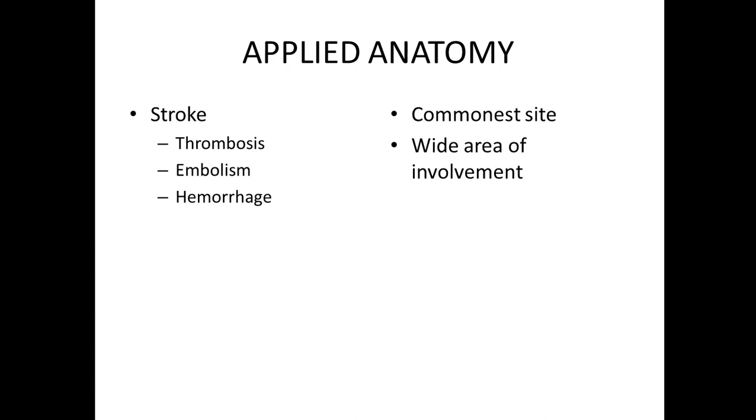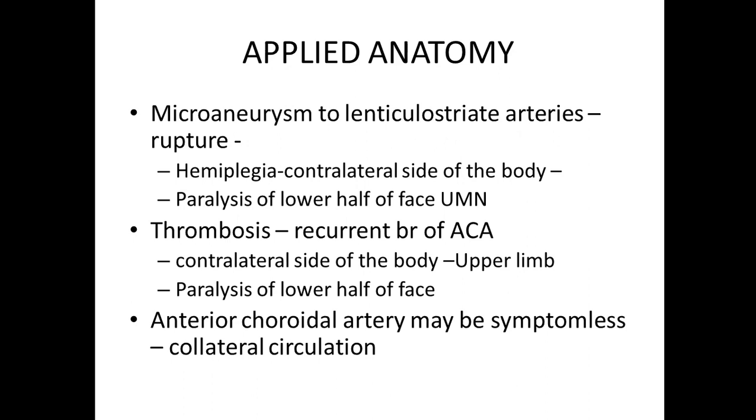And stroke is the condition where there is death or necrosis of the brain, especially due to lack of blood supply. And the major three causes of lack of blood supply to the brain are either thrombosis, that is clotting of blood inside the vascular system, or it can be due to embolism, or it can be due to hemorrhage. And the microaneurysm of the lenticulostriate branches is the commonest one, which is going to rupture, leading to hemiplegia on the opposite side, contralateral hemiplegia.